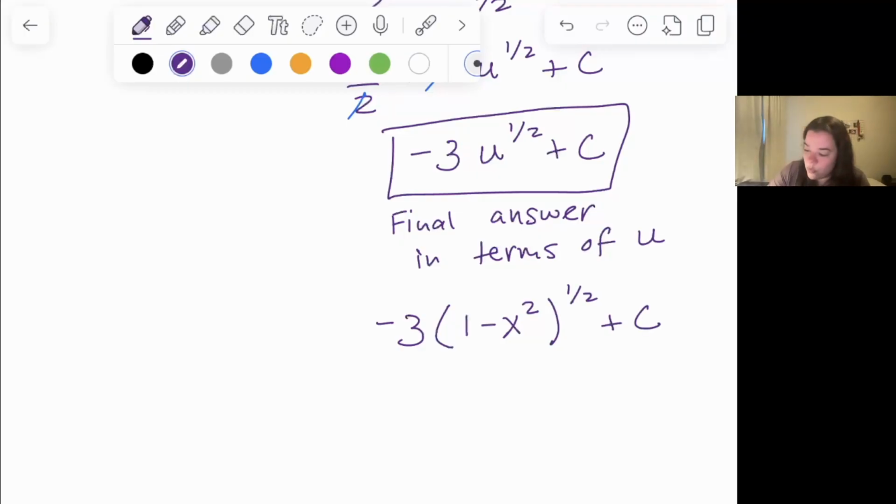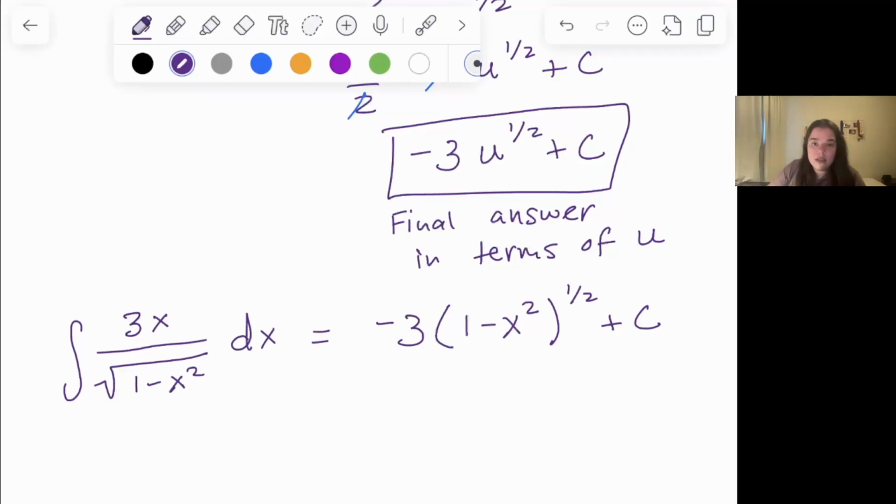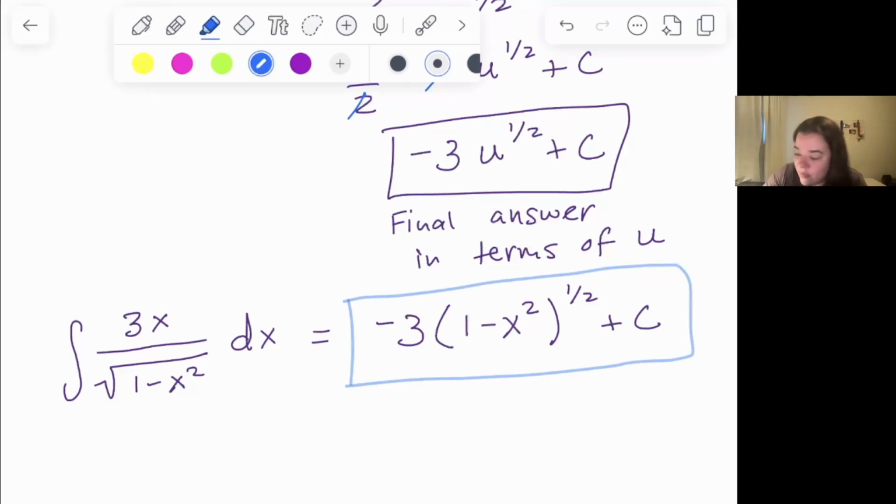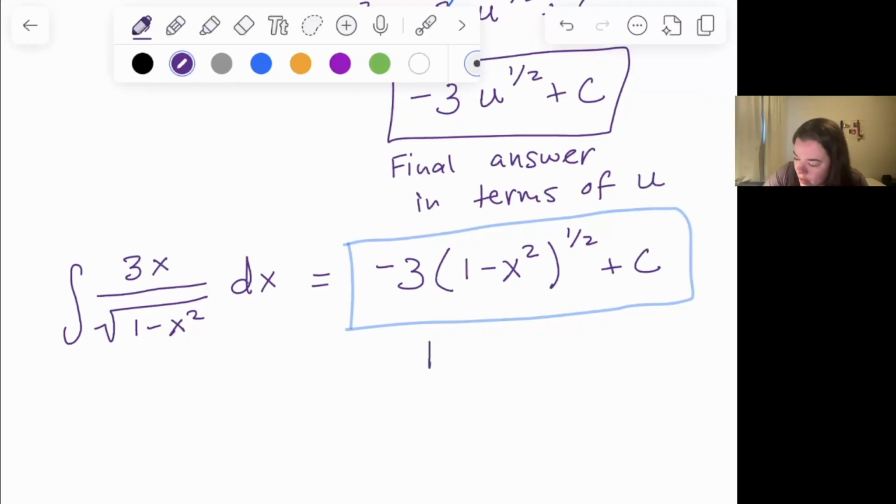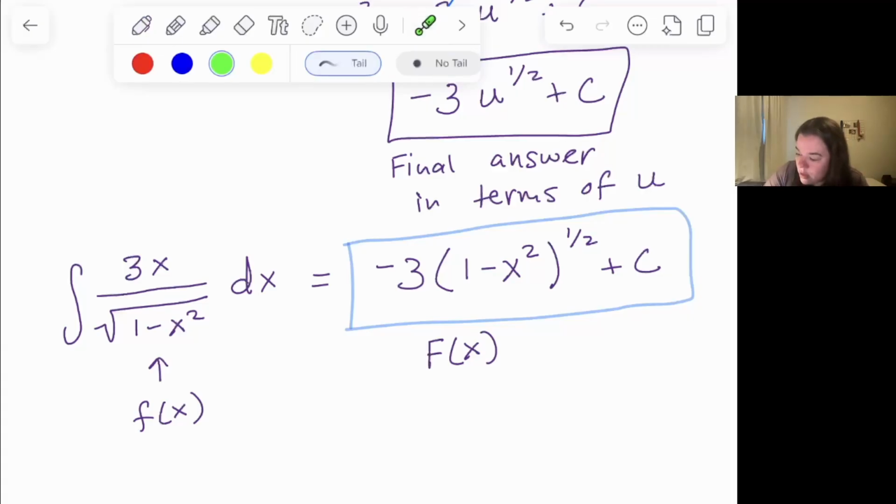And remember, this was the antiderivative to the original problem. And the original problem was 3x on top over the square root of 1 minus x squared dx. There it is. So here's what we found at the end of the day. And once again, if you're unconvinced that this is our big F of x and this is our integrand, our little f of x, take the derivative of your final answer. Don't forget to use your chain rule, all the rules required. Take the derivative of this final answer, and you should get that integrand.